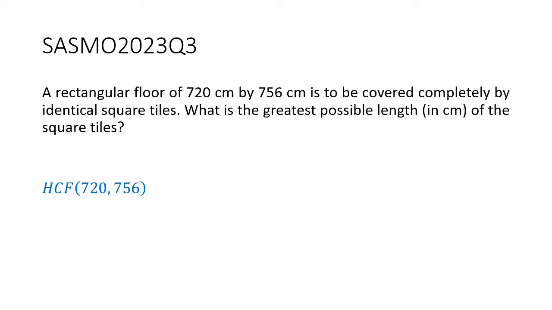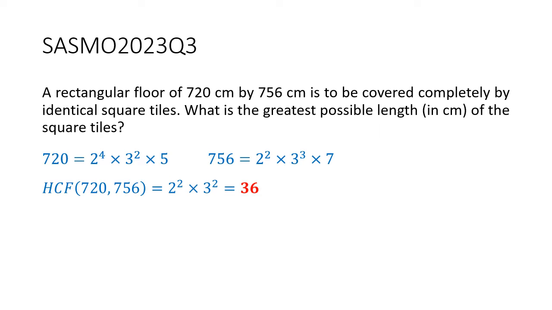So let's find the highest common factor. We prime factorize 720, we prime factorize 756, and we look for the prime factors that they have in common. So they have 2 square and 3 square in common, so the answer will be 36.